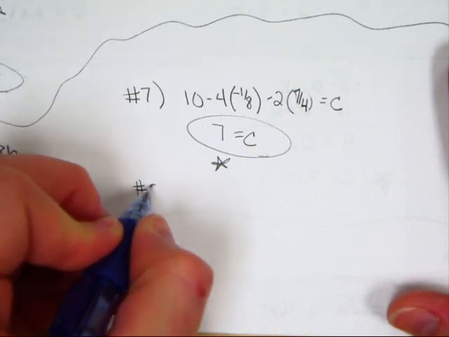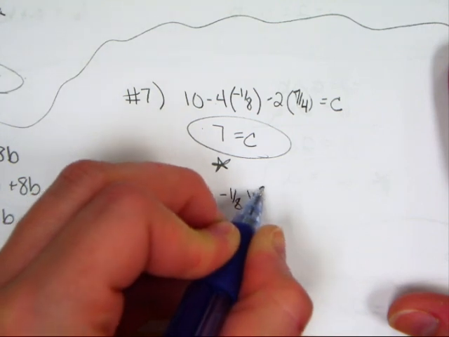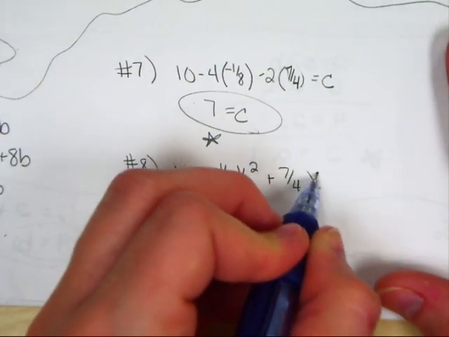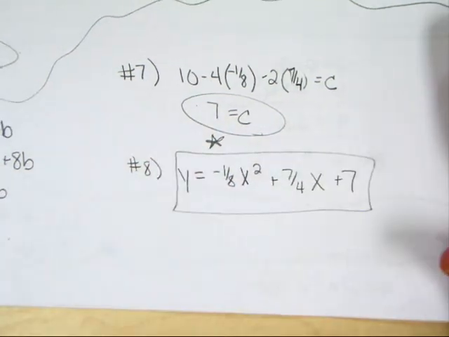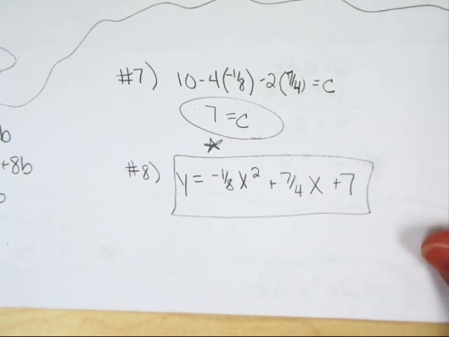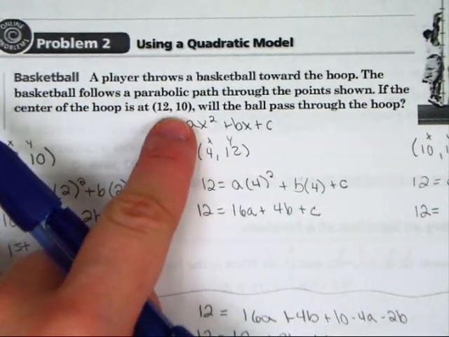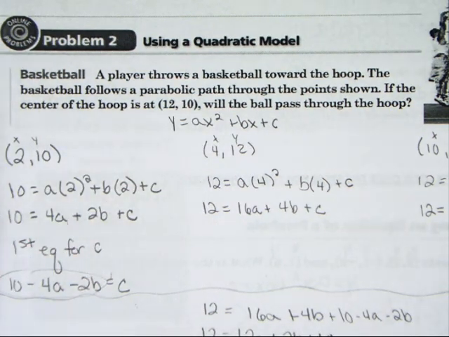Number 8. We get y equals negative 1 over 8x squared, because we replace a, plus 7 over 4x plus 7. This is in standard form. This is your equation. Of course, you might think you're done, but we have to read the question. It says, if the center of the hoop is at 12, 10, will the ball pass through the hoop?